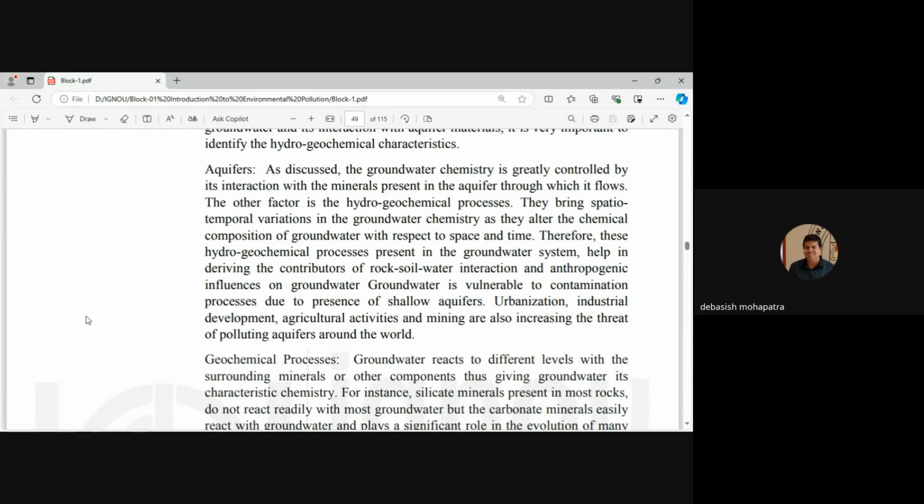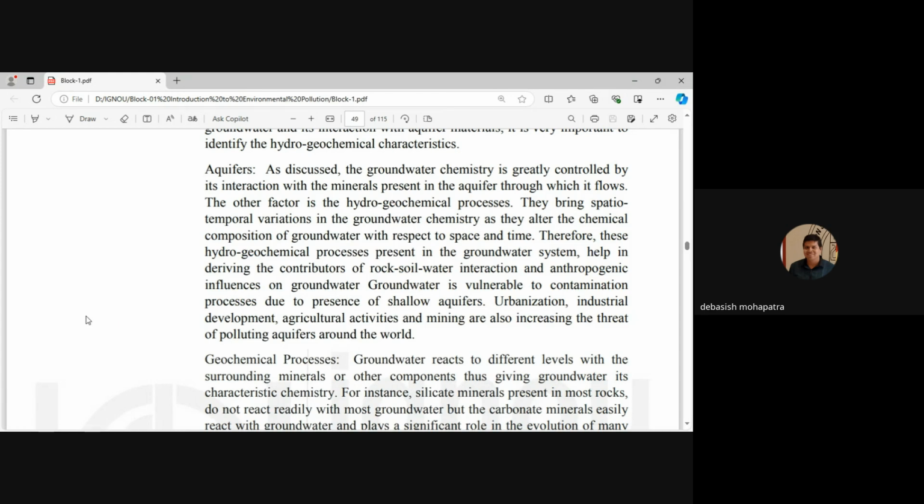So they bring spatiotemporal variations in the groundwater chemistry as they alter the chemical composition of groundwater with respect to space and time. Therefore, these hydrogeochemical processes present in the groundwater system help in deriving the contribution of rock, soil, water interaction and atmospheric influences on the groundwater.